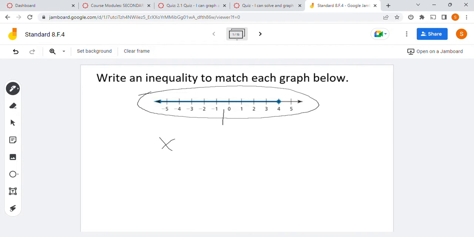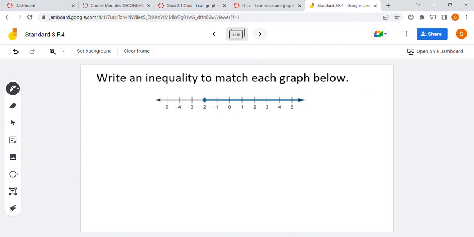We can see that the shaded area is over here to the left. So that would be a less than 4. All of these numbers here are smaller than 4. And then 4 itself, it's a closed circle, so we are less than or equal to. That graph gets us this inequality. Again, you can use any variable, but we're going to use x throughout this.